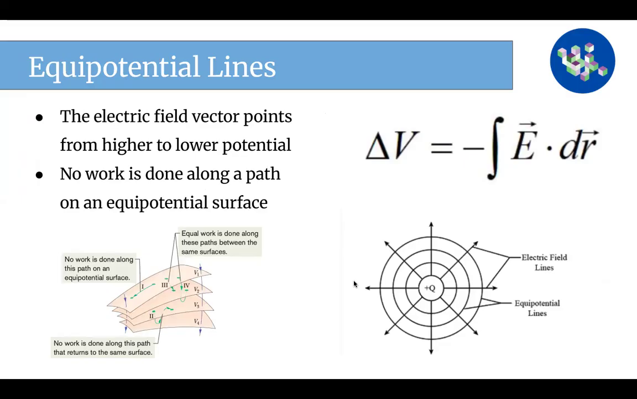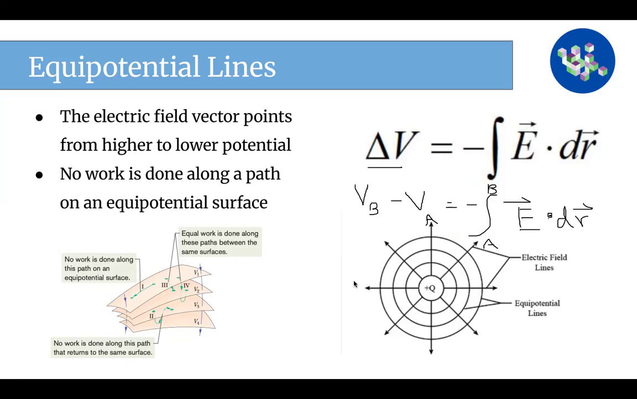So we'll present another definition of V, which is in terms of electric field. So delta V is negative E dot dr. In other words, if you're looking at the difference in potential between two points, A and B, then VB minus VA will equal the negative integral from A to B of the electric field in that region dot dr.